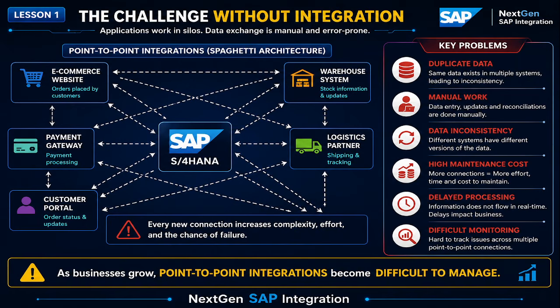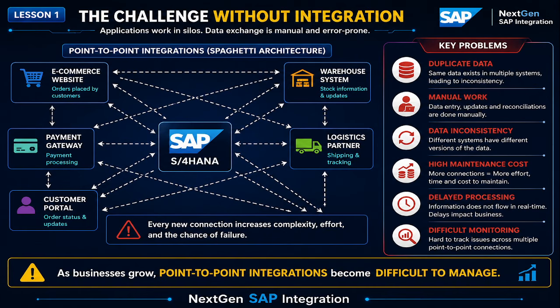See, this slide explains the challenges without integration. We can see the e-commerce website needs to communicate directly with SAP, and then SAP needs to communicate with the warehouse. The warehouse communicates with logistics. SAP communicates with the customer portal. The payment gateway also communicates with SAP. Each application builds its own direct communication. This is called point-to-point integration. Initially it may seem simple, but imagine adding a few more applications. Now every application needs multiple new connections. Soon the architecture becomes extremely complicated.